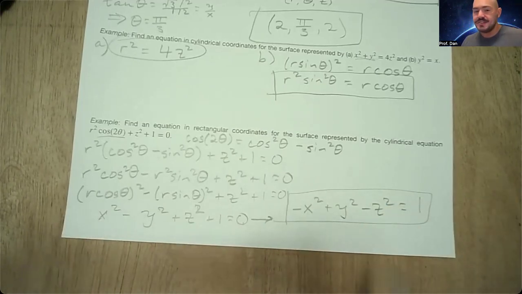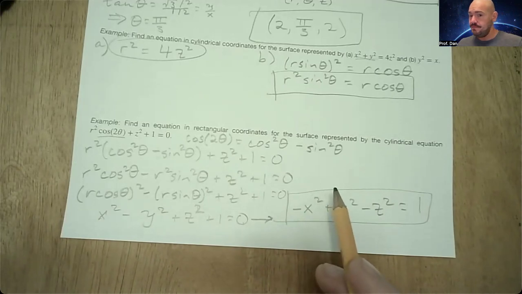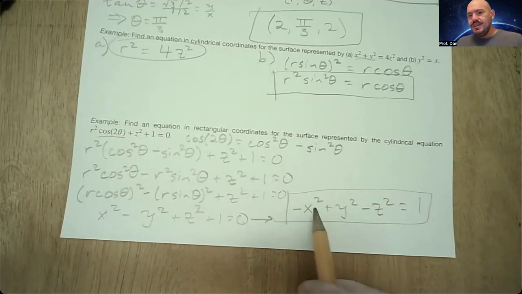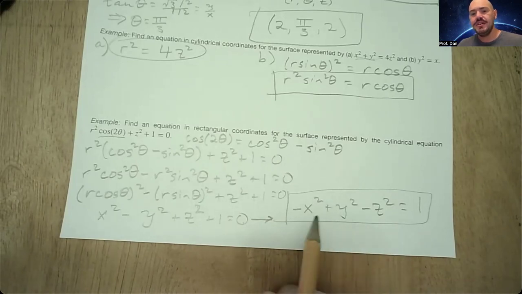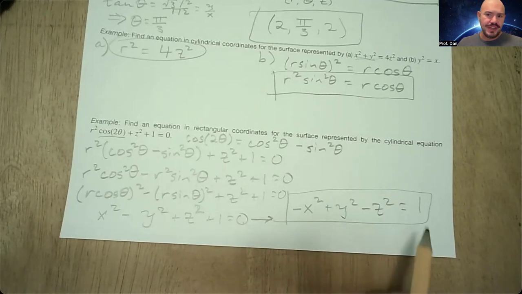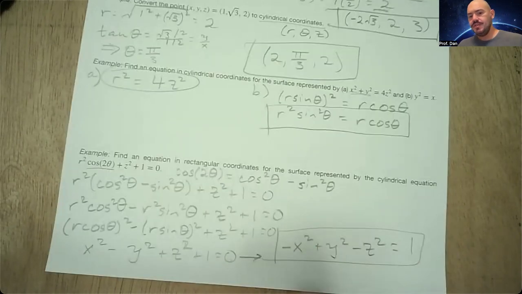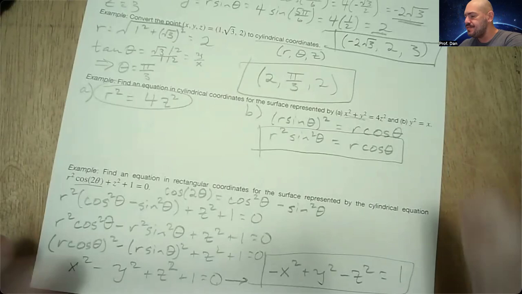And if I had to classify that quadric surface, hopefully we enthusiastically said that it would be a hyperboloid of two sheets. Yep, that's what it would be. So all three terms are squared, two of the terms are negative, and we're equal to one. Yep, so that'd be a hyperboloid of two sheets.